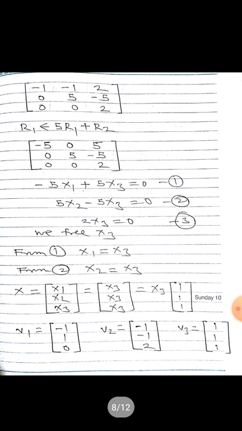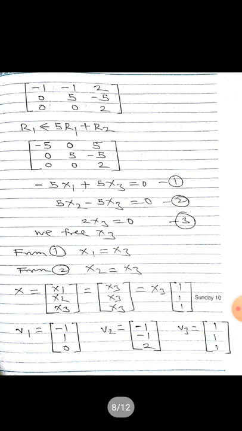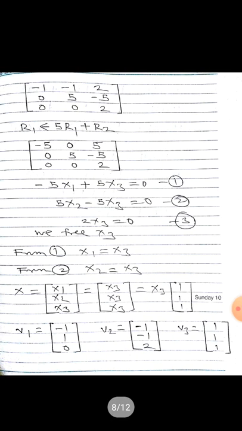That we have calculated. Norm of v1: minus 1 square plus 1 square plus 0 square, that is 1 plus 1, 2, so root 2. And norm of v2 is minus 1 square plus minus 1 square plus 2 square, that is 1 plus 1 plus 4, that is root 6. And norm of v3 is 1 square plus 1 square plus 1 square, that is root 3. So these are the norms of v1, v2, v3.